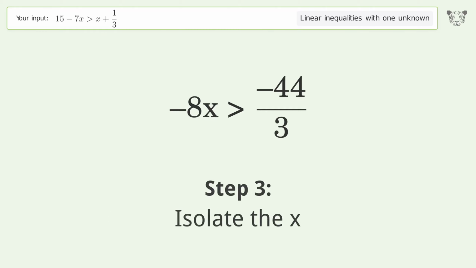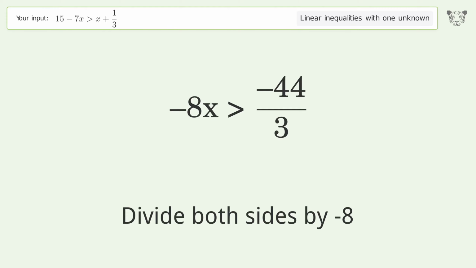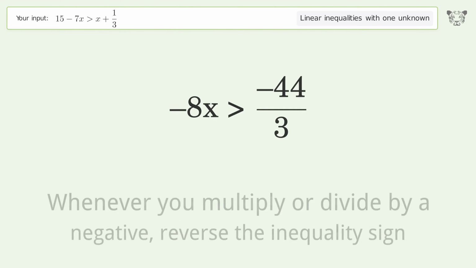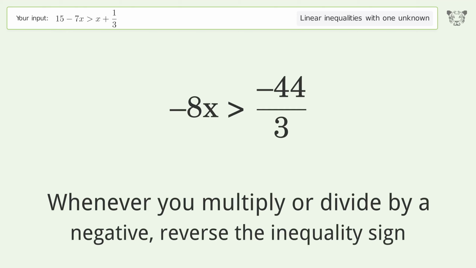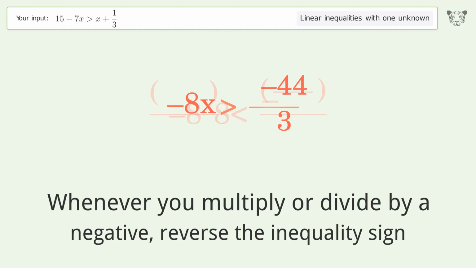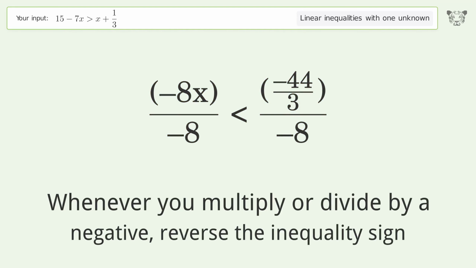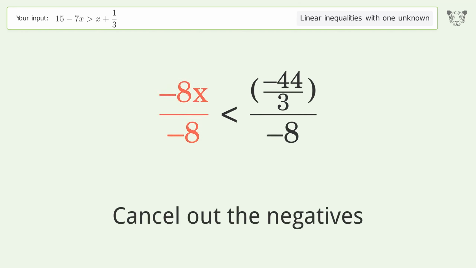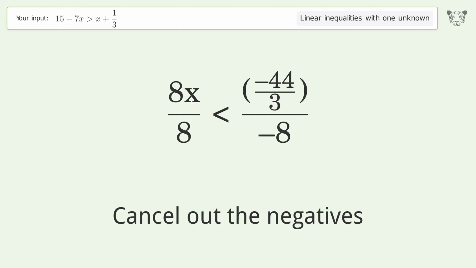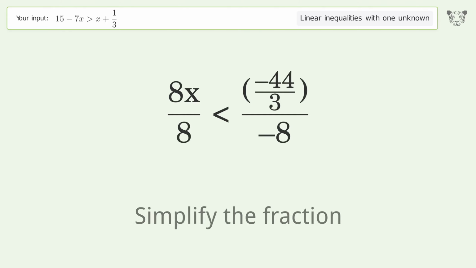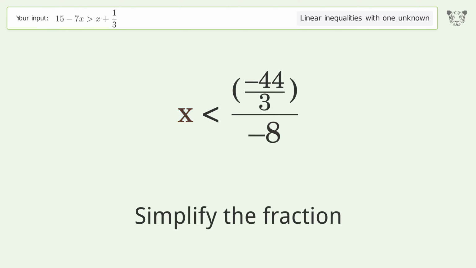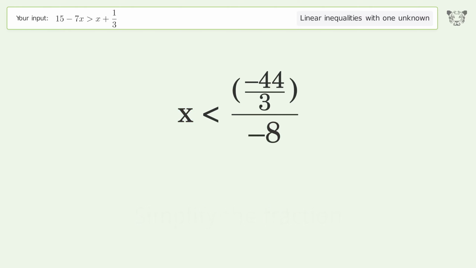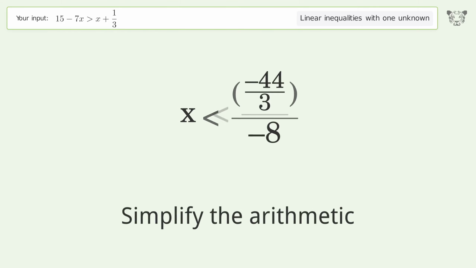Isolate the x. Divide both sides by -8. Whenever you multiply or divide by a negative, reverse the inequality sign. Cancel out the negatives. Simplify the fraction. Simplify the arithmetic.